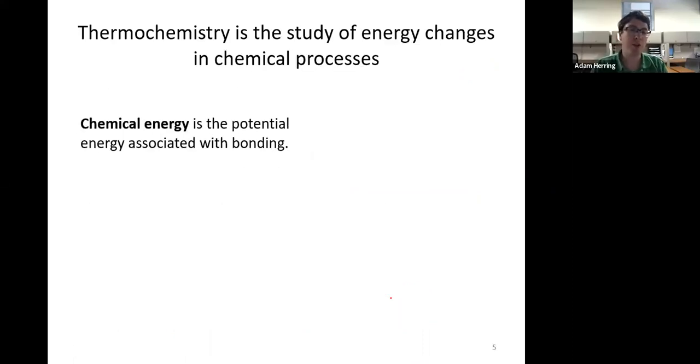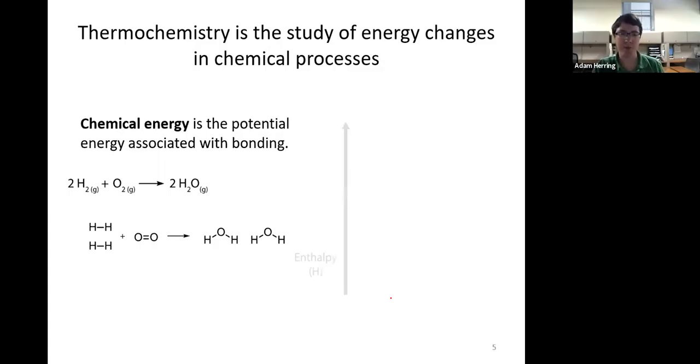So thermochemistry is the study of energy changes involved in chemical processes. Chemical energy is a type of potential energy that's associated with bonding. So if we were to take hydrogen gas and oxygen gas and combine them to form water, we can look at this as a rearrangement of the hydrogen and oxygen atoms.